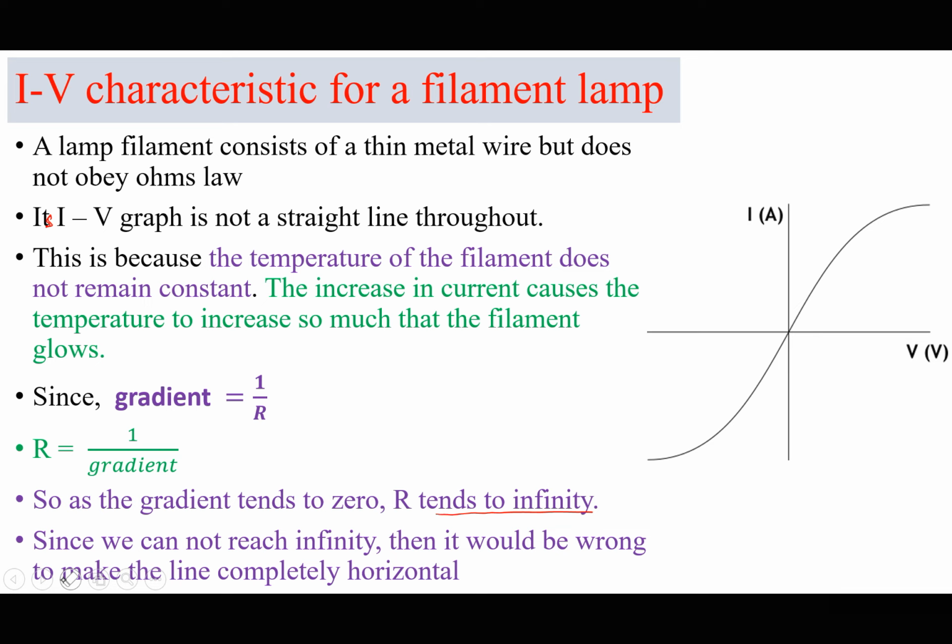When the line is horizontal, the gradient is 0. Because the resistance is equal to 1 over gradient, when you divide 1 by 0, of course you'll be getting infinity. So we can desist from making our graph perfectly horizontal because we don't want to assume that we have reached infinite resistance. In practice, we cannot reach infinity. However, we know that it is tending to infinity because it increases as temperature increases. So one factor which affects resistance is the temperature. In fact, resistance increases with temperature. Okay, we shall come back to that.